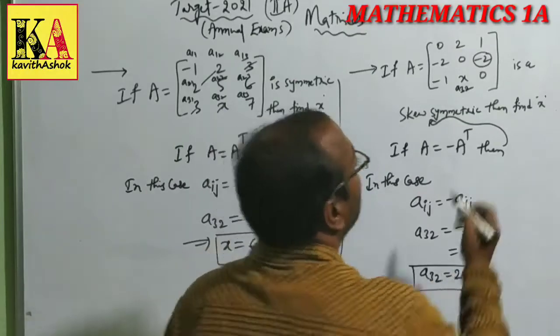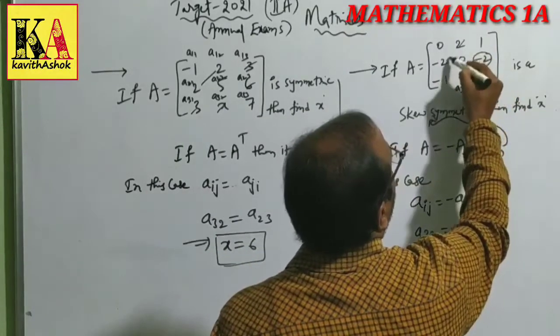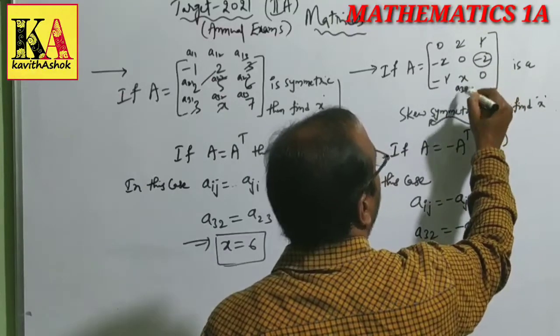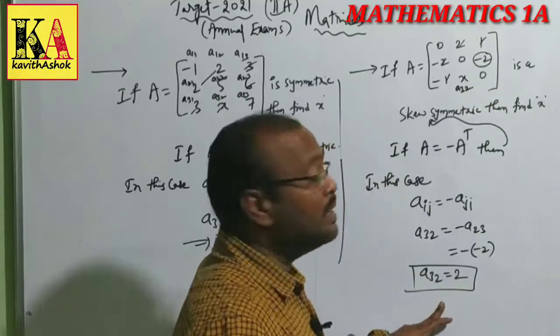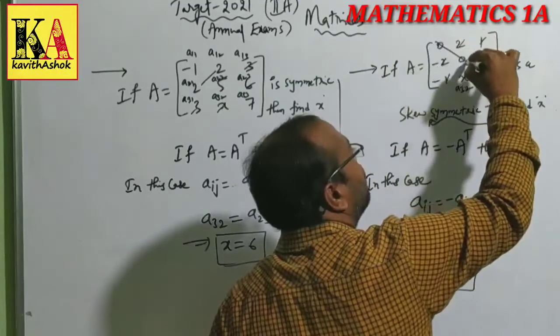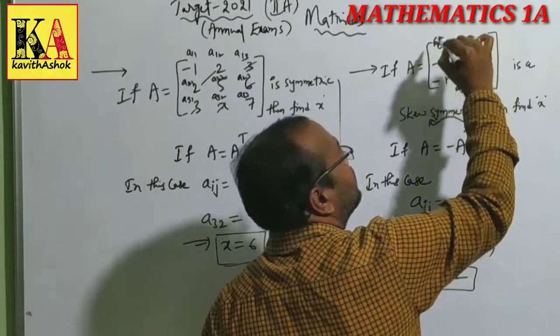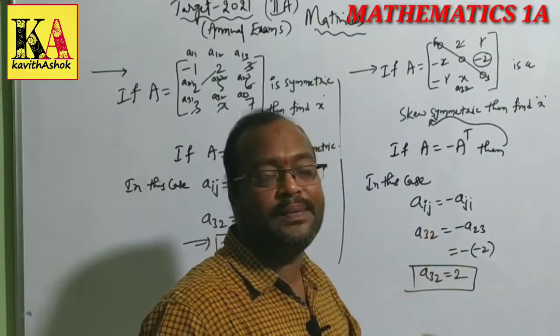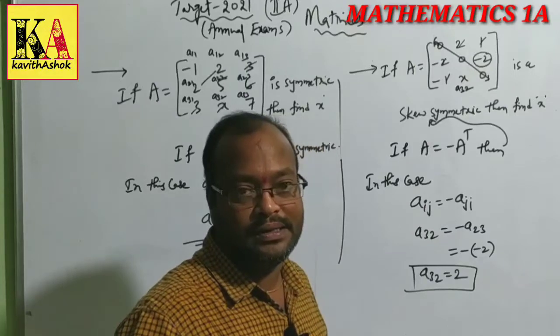Is it clear now? Here 1 and minus 1 are there. Here minus 2 is there, so minus of minus will be 2. Like this we can solve the problem. And in the case of a skew symmetric matrix, always observe that the principal diagonal always contains zeros. So this is very, very important. From these two questions, we will definitely expect one question for the annual exam.